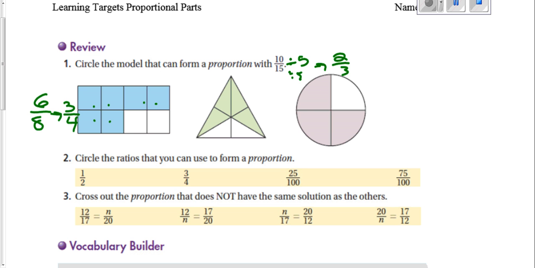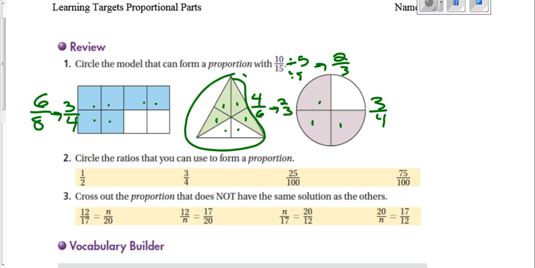All right, over here I have 1, 2, 3, 4 out of the total 6. So 4 out of 6 are shaded, which does reduce to 2/3. So that one works. Let's just check the last one. I have 1, 2, 3 out of 4, which is 3/4. So that does not work. Okay, so that one is equivalent. It forms a proportion.